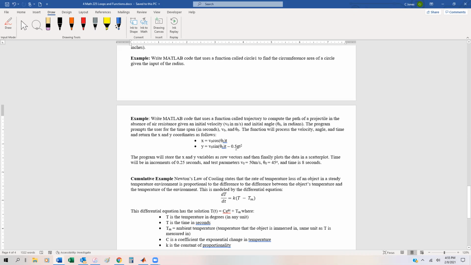So essentially, the function is just going to do this right here. The time vector is going to be in increments of 0.25 seconds, and these are just some test parameters that we can use to determine if the function works or not. All right, first thing we need to do, we need to get a velocity and an angle in radians and a time. So let's do that easy stuff first.